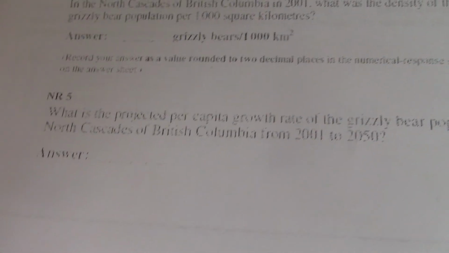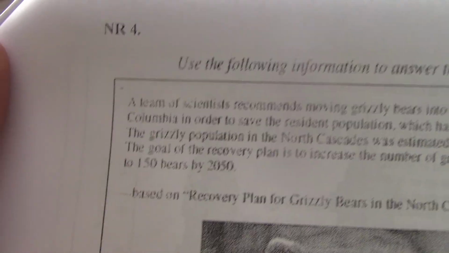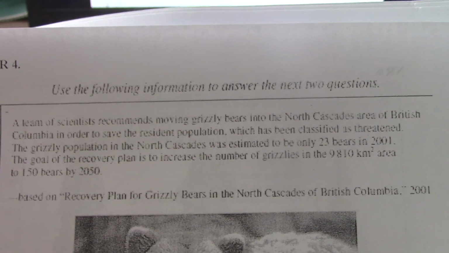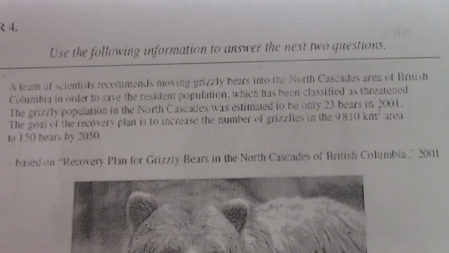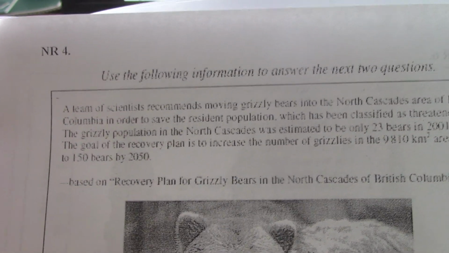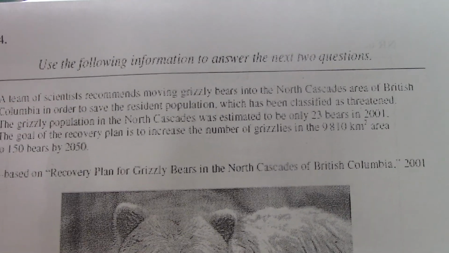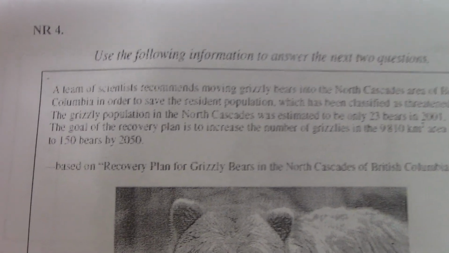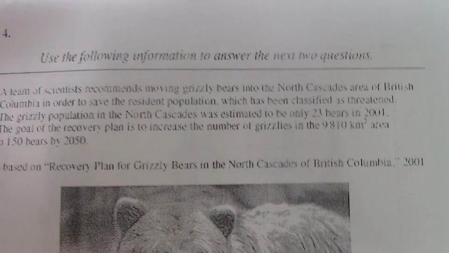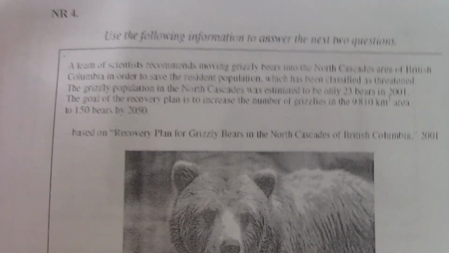All right, so another way that you'll see population density is, I'm going to go to the unit test that you have. This is numerical response number 4, and you'll have NR5s attached to this as well. The question says a team of scientists recommends moving grizzly bears to the North Cascades area of British Columbia in order to save the population. The grizzly population in the North Cascades was estimated to be only 23 bears in 2001. The goal of the recovery plan is to increase the number of grizzlies in a 9,810 square kilometer area to 150 by 2050.